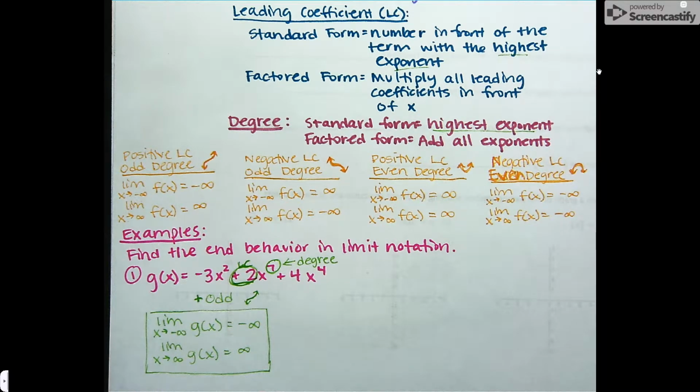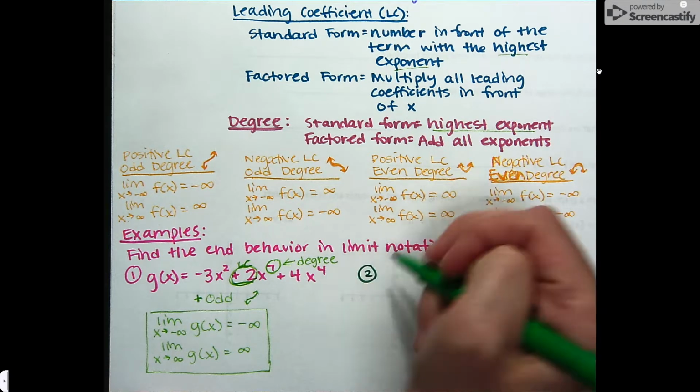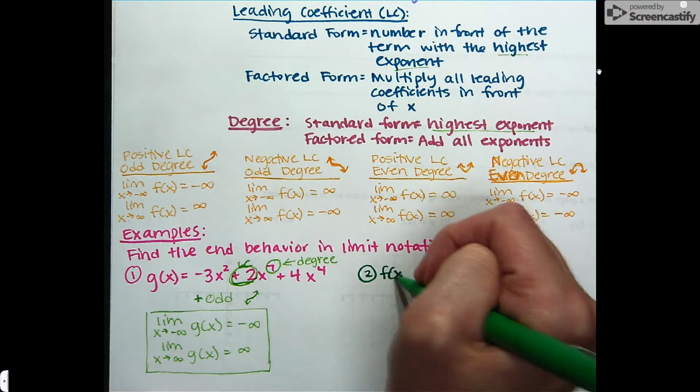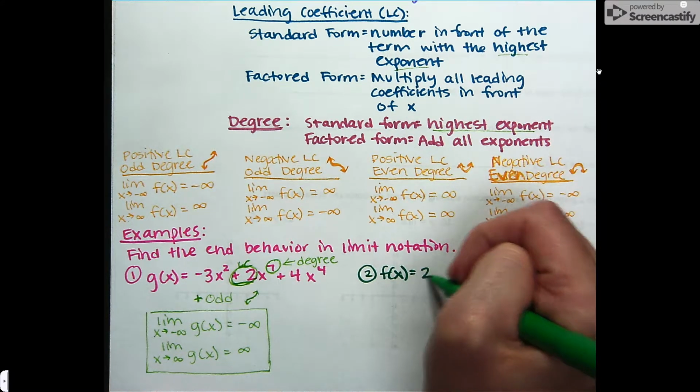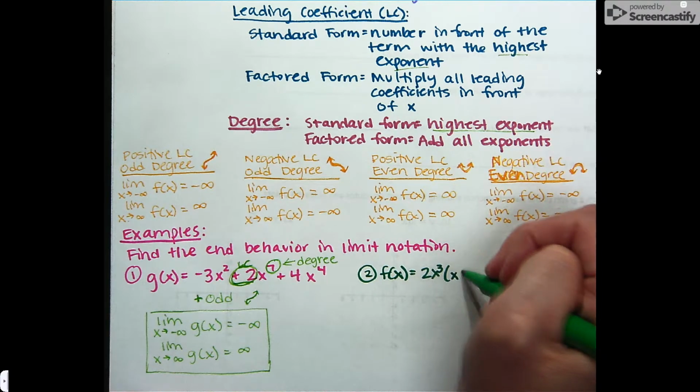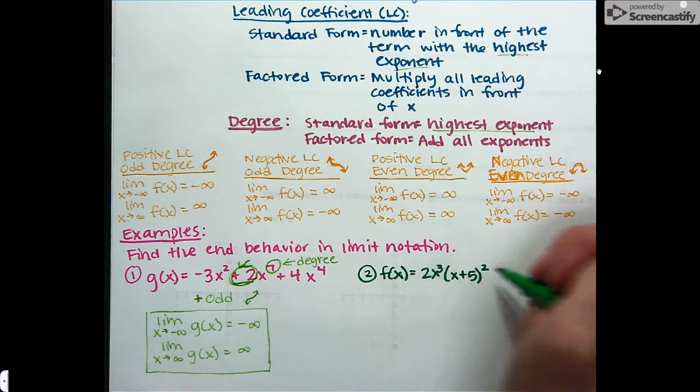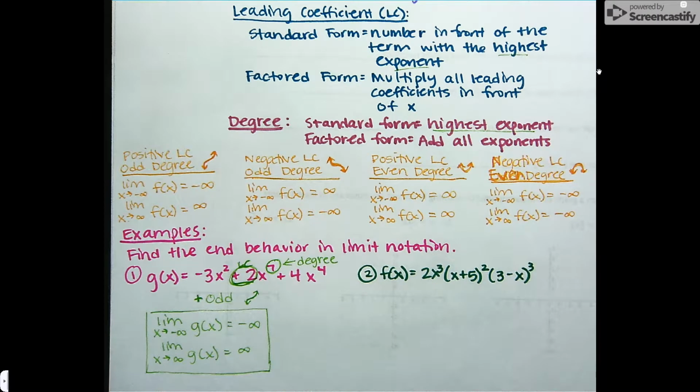So let's do one more example, and then we'll go on to all the rest of the stuff as well, in addition to end behavior. So the last example of just end behavior, I'm going to do f of x equals 2x cubed, parentheses x plus 5, then squared, and then parentheses 3 minus x with a cube out back. So 2x cubed, parentheses x plus 5 squared, parentheses 3 minus x cubed.